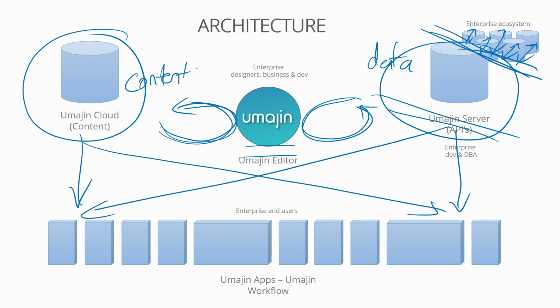And the important thing about this architecture is all of these pieces are here inside the Umajin puzzle. So not just the editor, but the content management and the data management. And that saves you having to use potentially tens of different sets of tools.